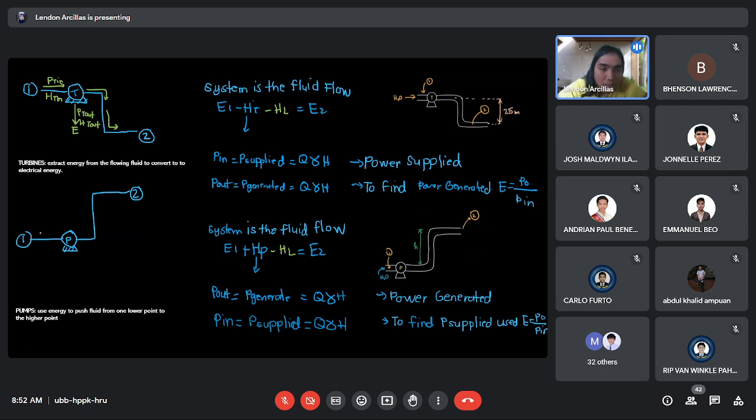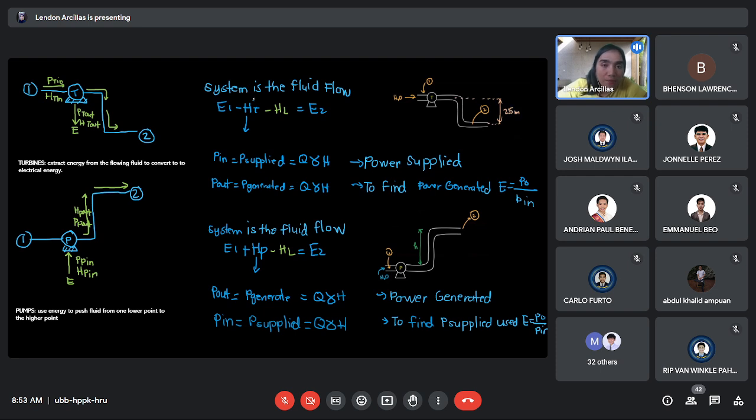Next. Sa pumps naman, ibaliktad ang kanyang gagawin. So, ang gagawin niya is kukuha siya ng energy from the electricity. So, ito yung magiging power pump in and energy pump in, kukuha siya ng energy from the electrical to push this liquid up to the second point. So ang out niya is itong pa-up. So that is the HP out and the energy out and the power P out. Or the power of the pump out and the energy of the pump out. So, yun yung pagkakaiba niya. So, ang outside ng isang pump is yung energy in, and yung inside ng kanyang system is yung energy out at saka yung power out.